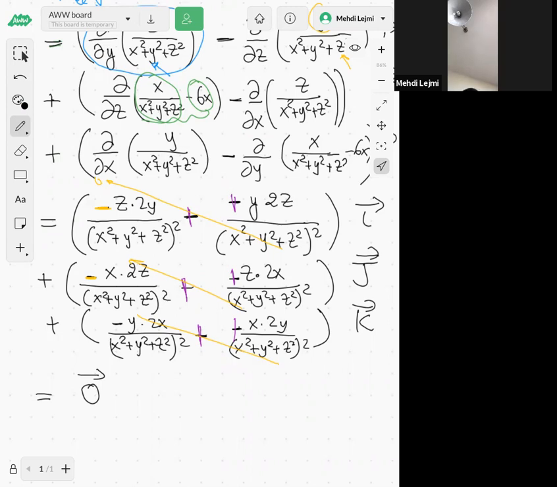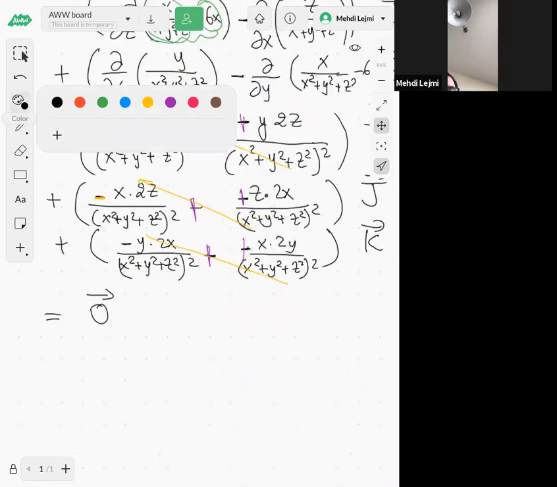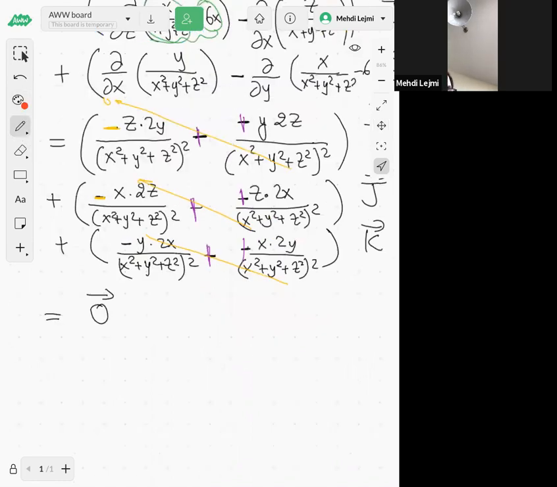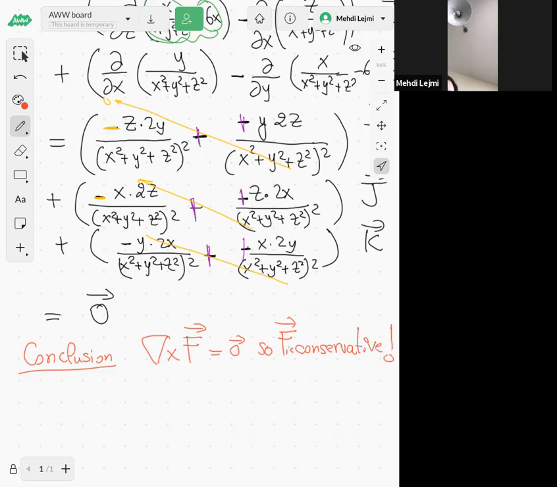I mean, the partial derivatives seem kind of difficult, but they are not. You just apply the quotient rule and it will be fine. So the conclusion is that the curl of f is the 0 vector. So f is a conservative vector field. Okay, so f is conservative.